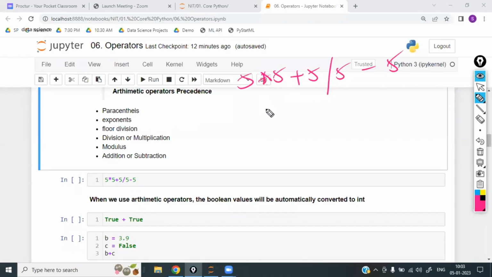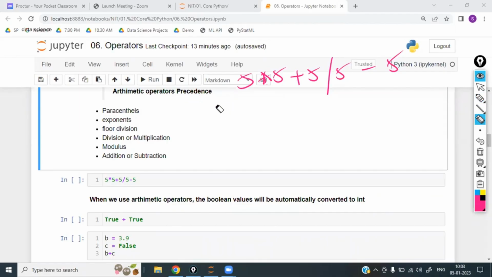So whenever these multiple operators are involved, there is a precedence. Precedence means order. Order means in which order you have to do things: the first one which you have to do, the second one, the third one. That is called precedence. Precedence means in which order you have to proceed.